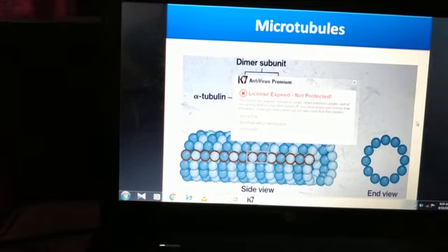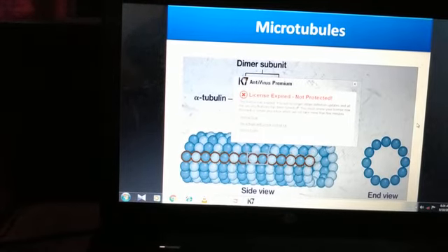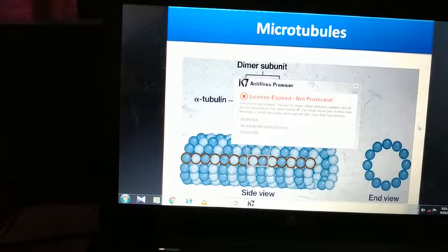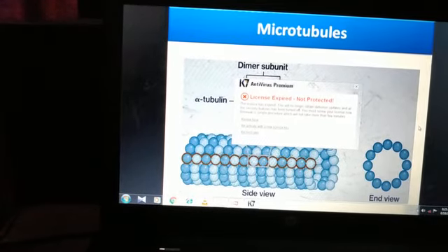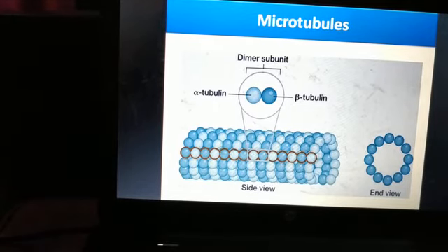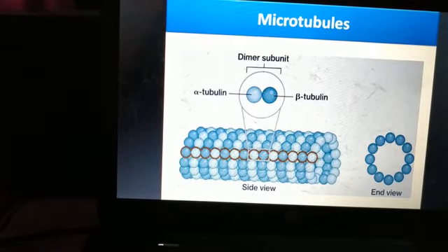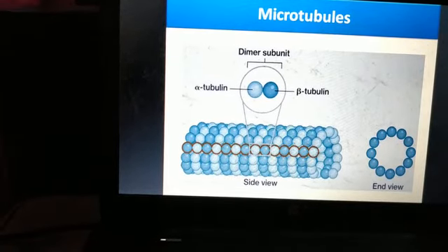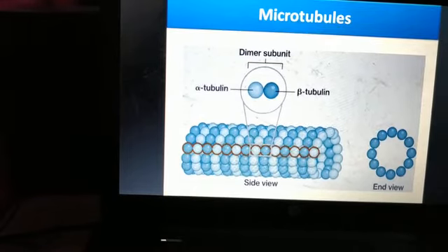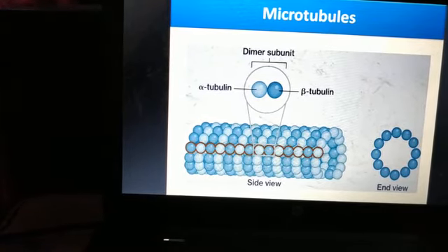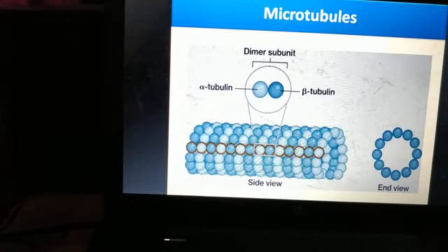And when I say function of microtubules, they are involved in movement of chromosomes that attach to the spindle fibers. So they are involved in the movement of chromosomes attached to the spindle, movement of flagella and cilia. And they are also responsible for movement of other cell organelles such as Golgi vesicles.